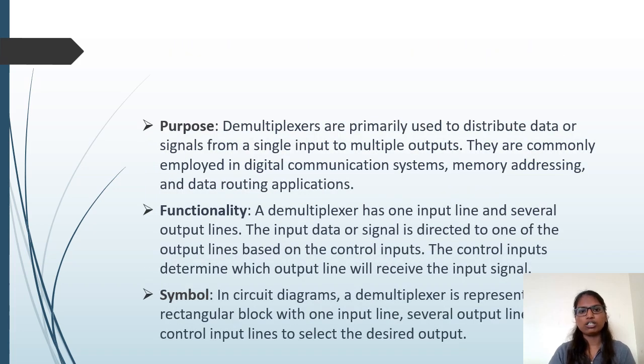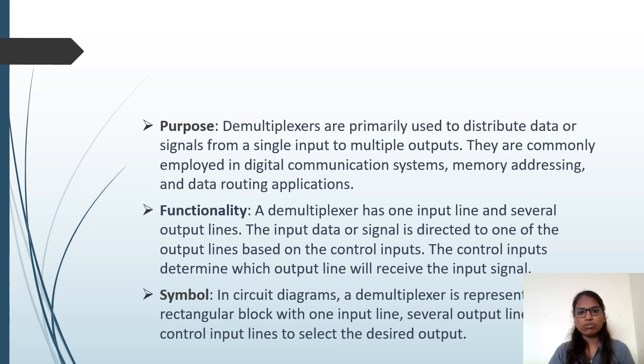Then the purpose of a demultiplexer. Demultiplexers are primarily used to distribute data or signals from a single input to multiple outputs. They are commonly employed in digital communication systems, memory addressing, and data routing applications.